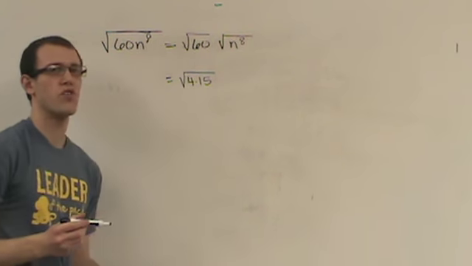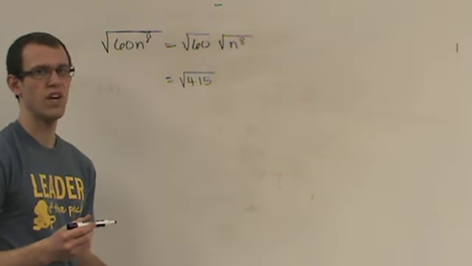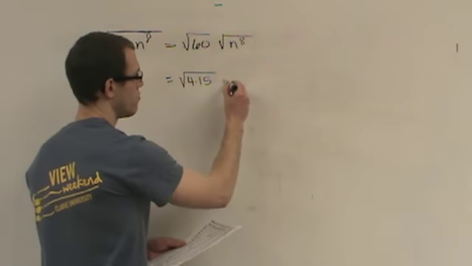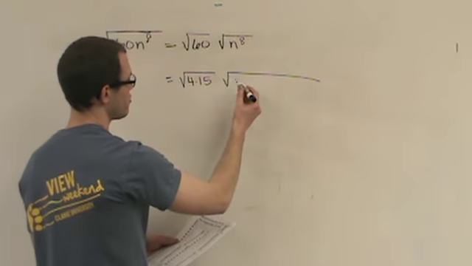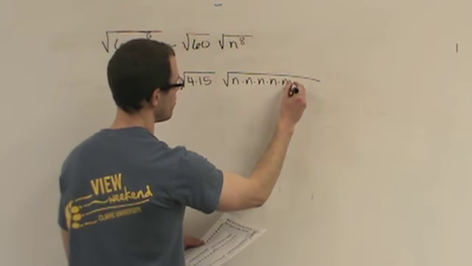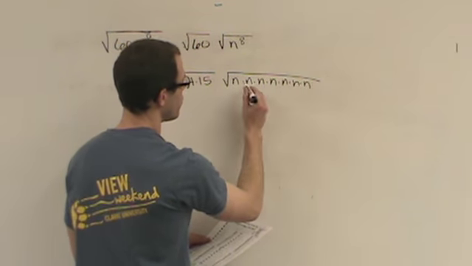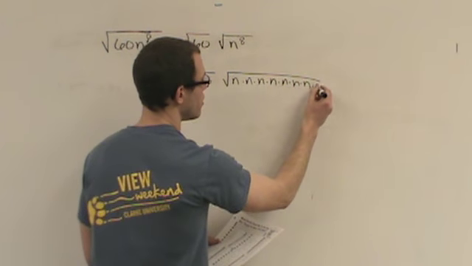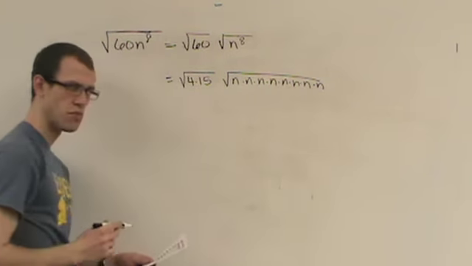Let's break up the square root of n to the 8th now. We know that's 8 n's multiplied together, so I'm going to write n times n times n times n times n times n times n times n. 1, 2, 3, 4, 5, 6, 7, 8. 8 n's multiplied together.